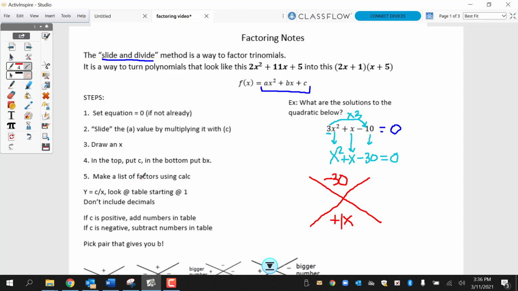Make a list of factors using the calculator, so using Desmos. So how are we going to do that? Well, it says we're going to type in C divided by x. So what's our C number? In ours, our C number is negative 30. Okay, I am just going to type in the 30. I'm going to ignore this sign for now. We're going to type 30 divided by x into Desmos, and we're going to get a list of numbers.